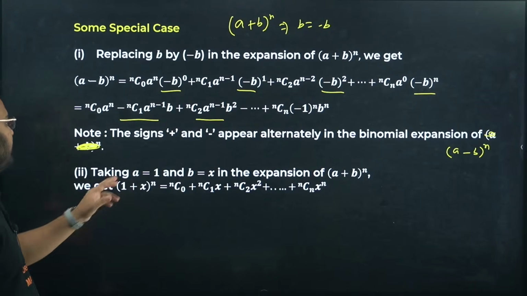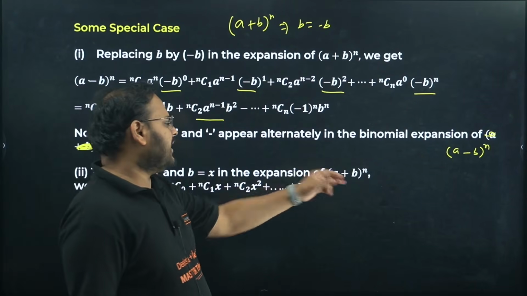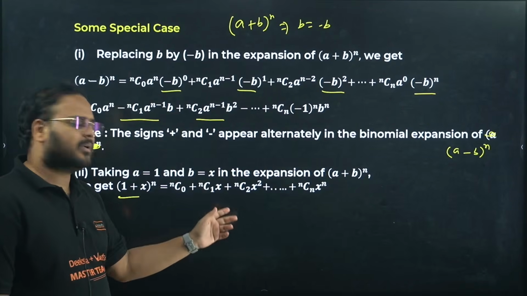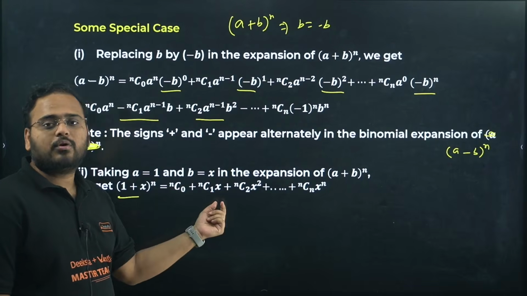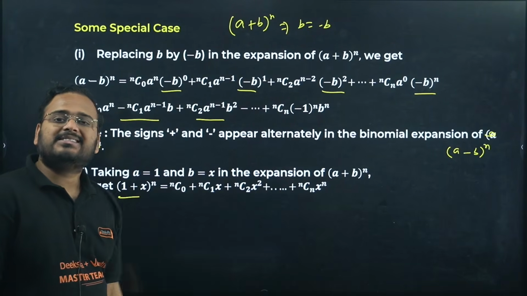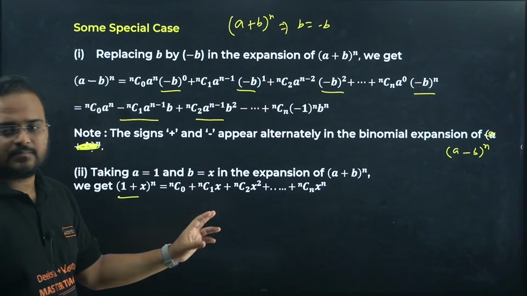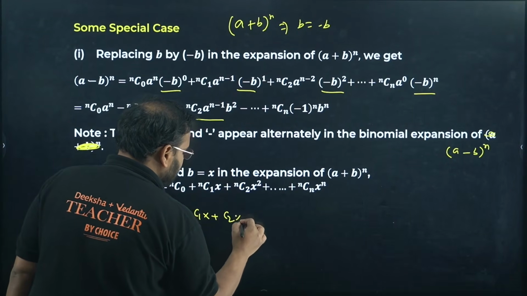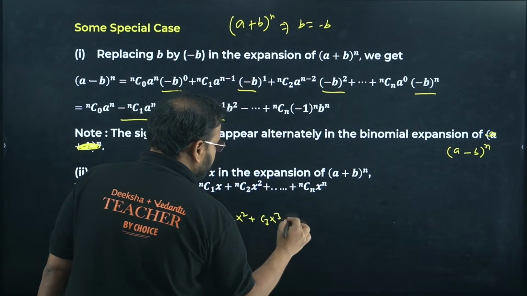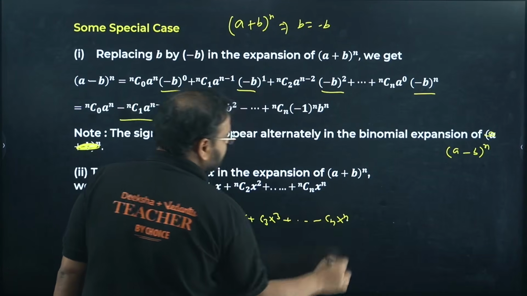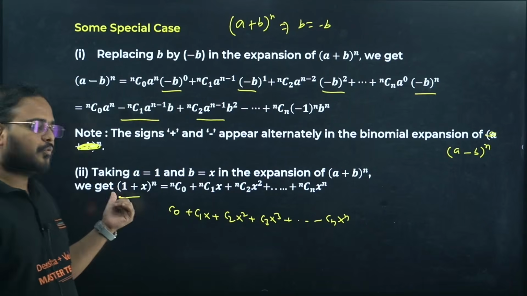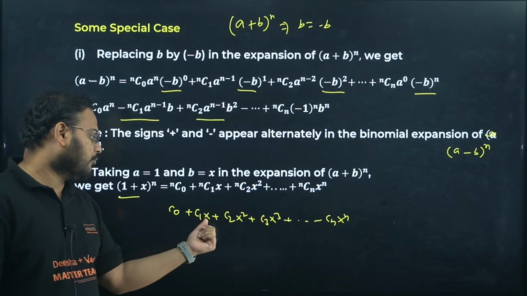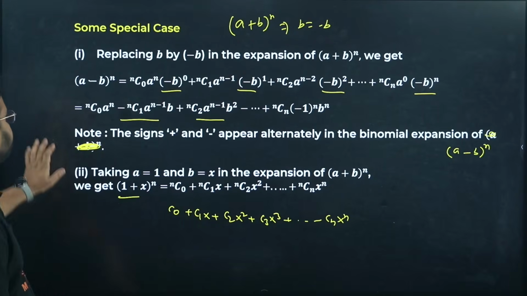Taking a as 1 and b as x in the expansion, we get a minus b as simply 1 minus x and the rest remains the same. Very common expansion: NC0 plus NC1, basically C0, C1x, C2x square, C3x cube, Cn x power n is the expansion of this. Because the first term is 1, whatever power you take for 1, it will always be 1 only, and x will start from power 0, then 1, 2, 3, all the way till n.